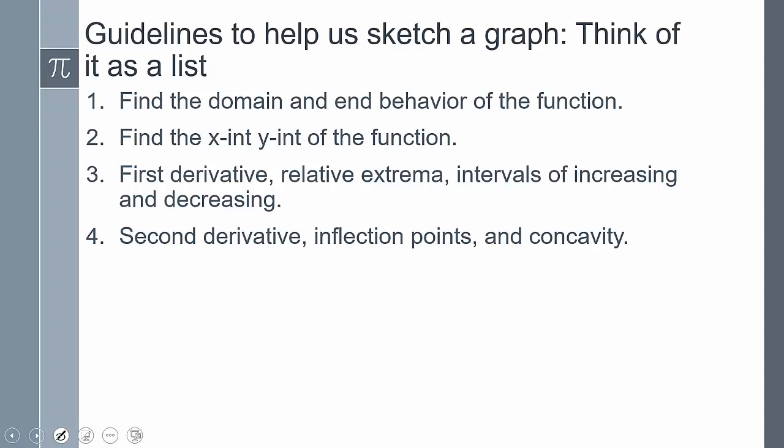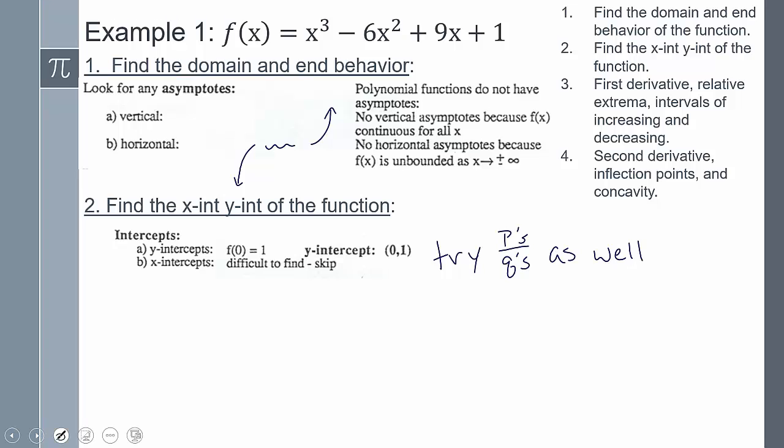The first is to find the domain and the end behavior of the function. Find the x and y-intercepts of the function, the first derivative, relative extrema, and the intervals of increasing and decreasing, and then the second derivative, inflection points and concavity. So those are going to be the important pieces that we're going to want to look at.